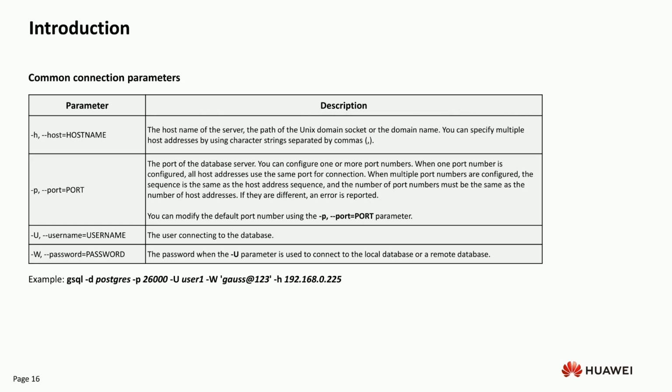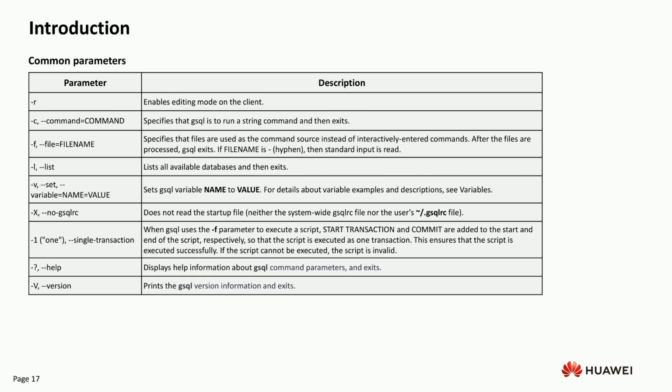These are common connection parameters of gsql. -h is followed by hostname, -p is followed by port number, -U followed by username, and -W followed by user password. The following is an example of connecting to a database. Here are some other connection parameters. The -r parameter is used a lot. The rest can be used if needed.